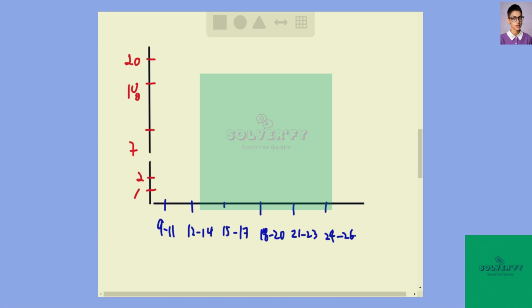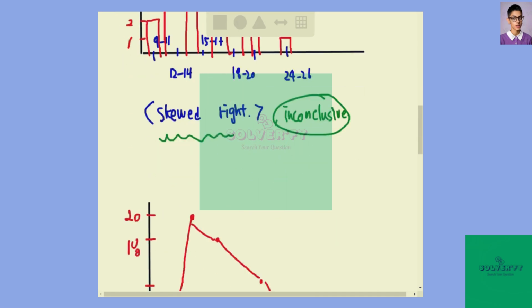Okay, 9 to 11, we had how many? 2. So it should be hitting this. 12 to 14, we had a lot, 20 of them. So we're going to be plotting, right? 9 to 11 was 2. 12 to 14 was hitting 20, so here. And 15 to 17 was 18. 18 to 20, 7 of them here. 21 to 23, we have 2. 24 to 26, it should be hitting 1. And you just need to connect these points. Okay, all right, good. So it has a very similar shape over here.